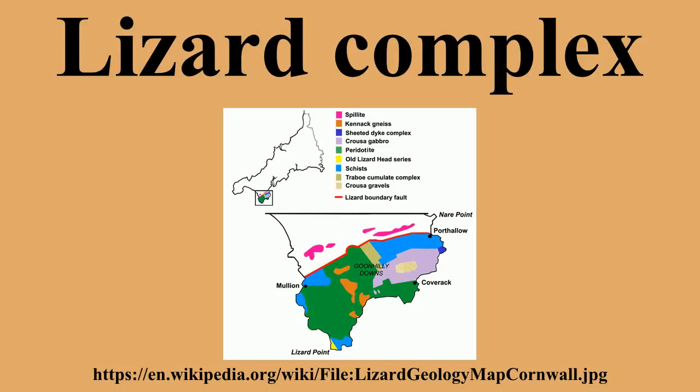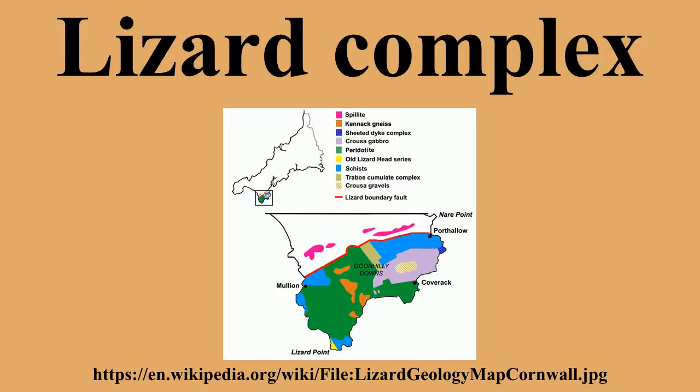The Lizard complex in Cornwall is generally accepted to represent a preserved example of an exposed ophiolite complex in the United Kingdom. The rocks found in the Lizard area are analogous to those found in such famous areas as the Troodos Mountains, Cyprus, and the Semail ophiolite, Oman.